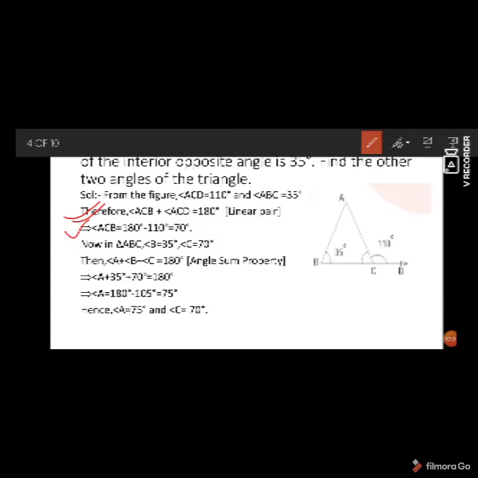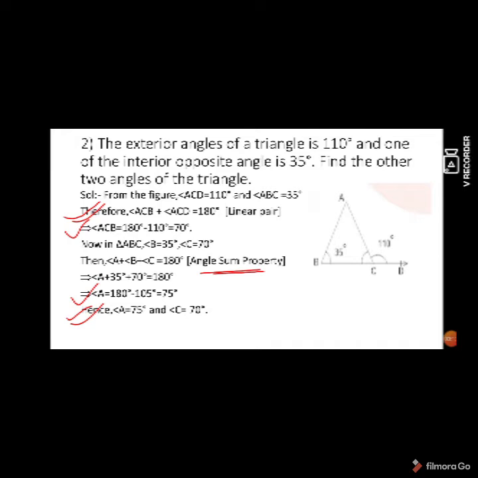Angle B is already 35 given to us. So by angle sum property of a triangle, that means the sum of all the angles, angle A plus angle B plus angle C should be equal to 180 degrees. So substituting all the values and subjecting A, we will get angle A is equal to 180 degrees minus 105 degrees, that is 75 degrees. So angle A is 75 degrees and angle C is 70 degrees. So all the angles in the triangle are found. So this is also an easy sum. Then there is another sum.